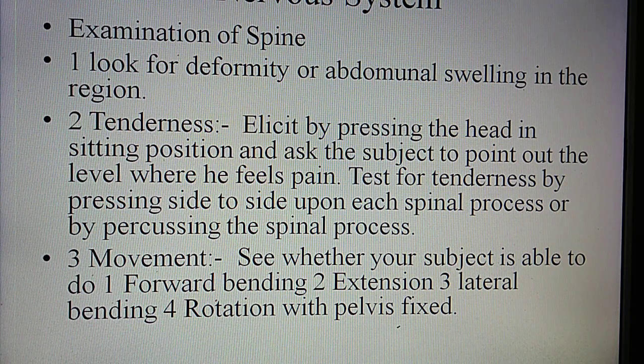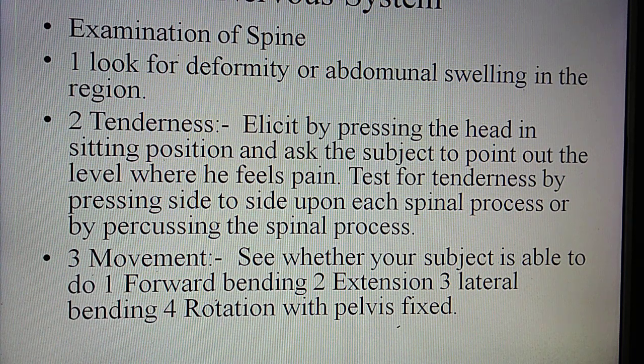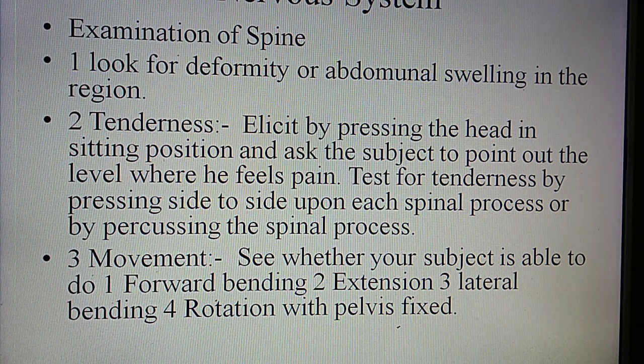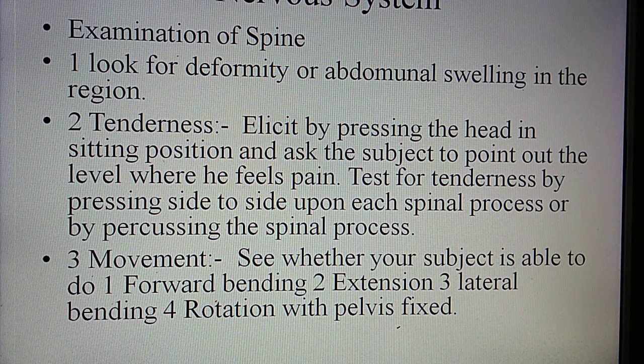Then you can check for tenderness. Elicit it by pressing the head in the sitting position and ask the subject to point out the level where he feels pain. Ask the subject to sit, bend forward and ask whether he has any pain. If he has pain, then at what angle he is having pain, so that you will be able to judge the lumbar nerve or thoracic nerve from which the pain arises.